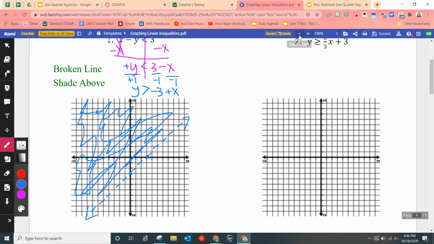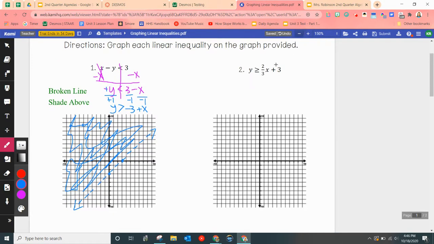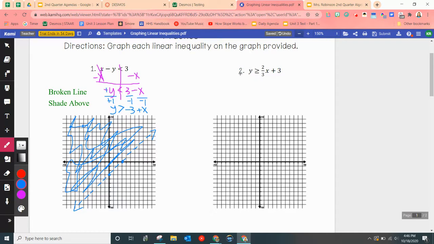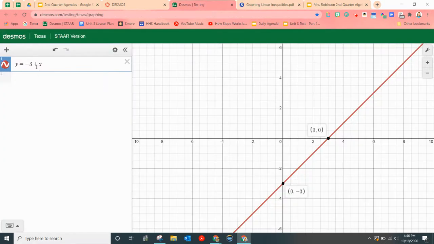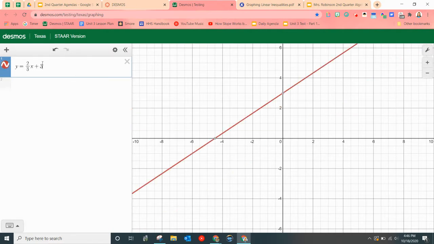So some of these, let me zoom out a little bit. You are going to have to solve them before you can graph them. But now look at number 2. Oh, look, y is already by itself. So here's what I would do with number 2. We have y greater than or equal to 2/3 x plus 3. Well, I would come over here to Desmos, and I would first type in with an equal sign. That's going to give you your 2 points and allow you to connect that line.